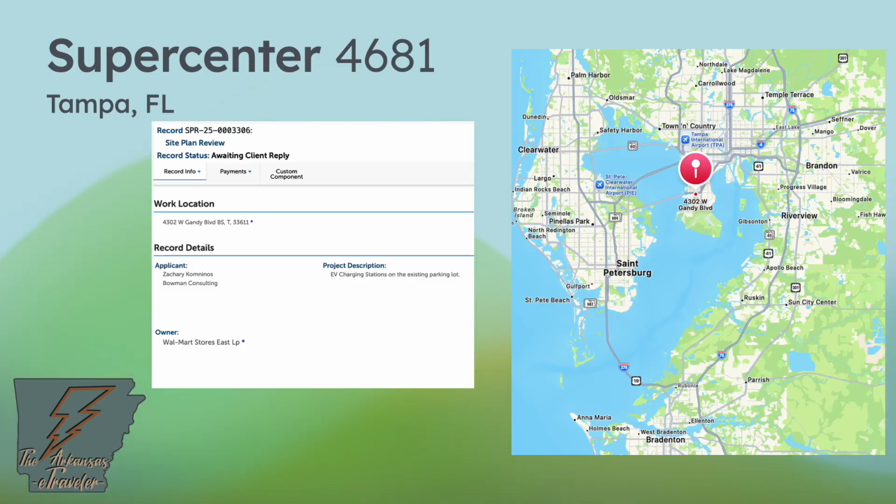First one up is Supercenter 4681 in Tampa, Florida. The conquest of Tampa Bay continues for Walmart Energy. This is a permit. I believe it was found by Alejandro EV66 at 4302 West Gandy Boulevard in Tampa. Based on everything that we know so far, I suspect that this will include four ABB A400 charging units for a total of 8 stalls in an existing Walmart parking lot.